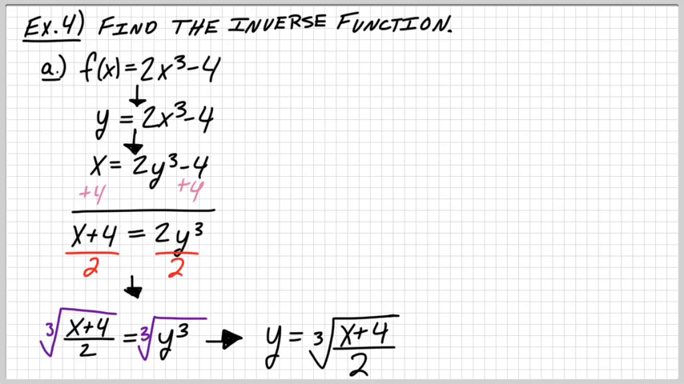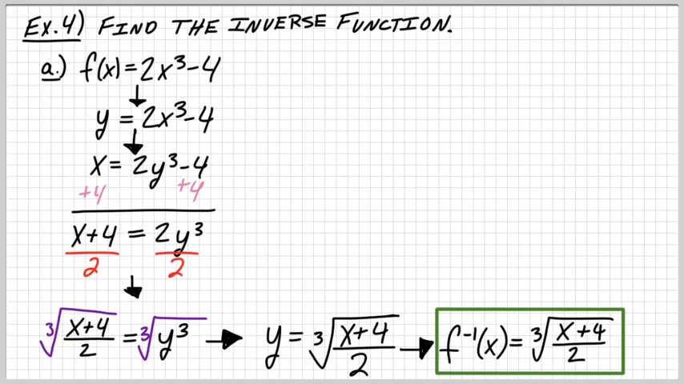And last but not least, we're going to finish this thing up, put it back in function notation. This is f inverse of x equals the cube root of (x plus 4) divided by 2. So same exact steps, did it algebraically. That was the third time. Okay, little bonus question.